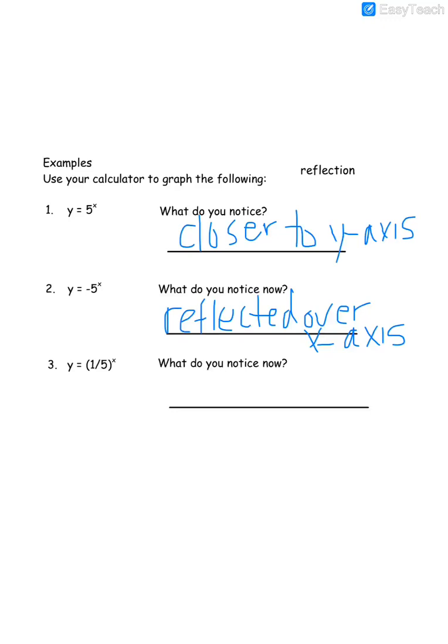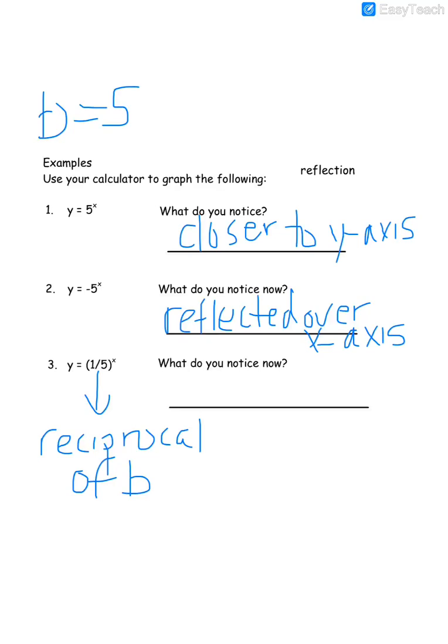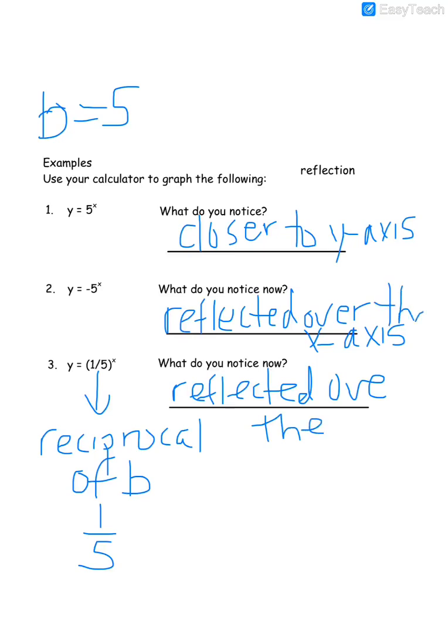So what happens? So this is reciprocal of b. So b was 5. And then we got 1/5. And it reflected over the y-axis. Almost looks backwards, and it's in black on my calculator.